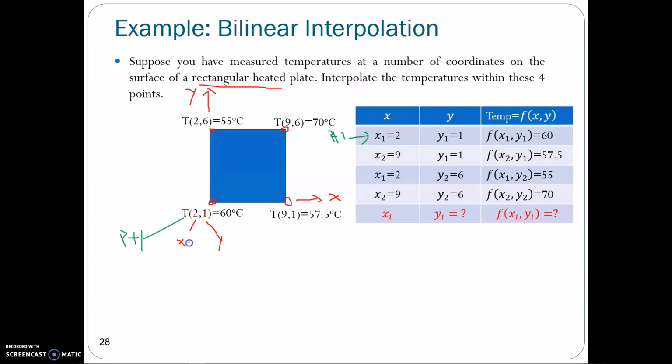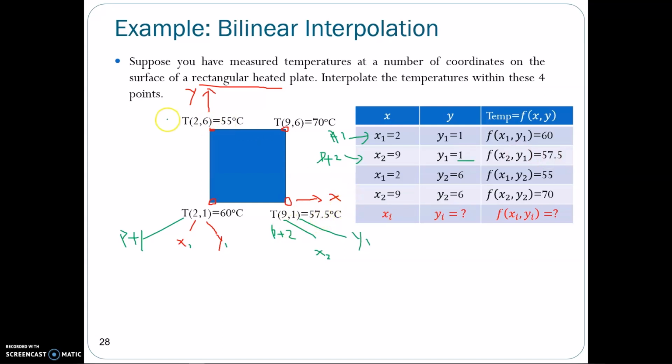For the first point you have x1 and y1. So let's move to this point. We have point 2, where your y1 is constant, which is 1. Then you have the x2 changed to 9. With that, you obtain the information for your point 2, and the function is equal to 57.5 degrees Celsius.